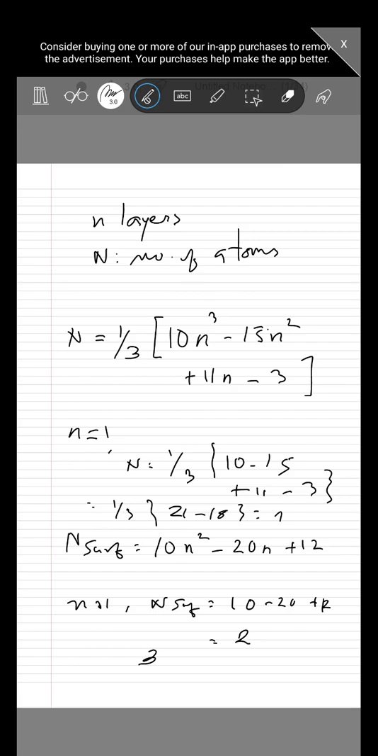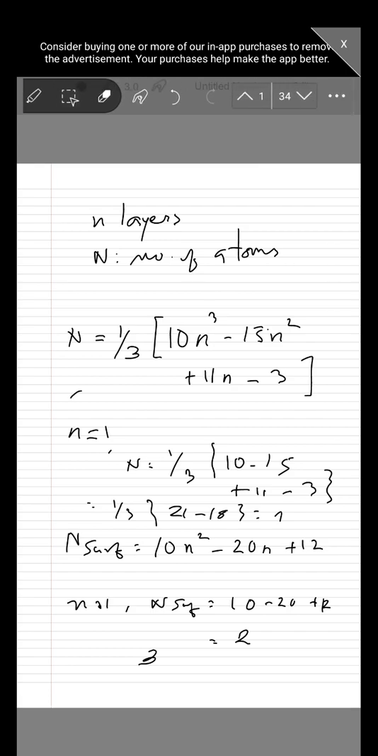Still doing something wrong here. n is equal to 1. Let's use it again. n equals 1/3 (10n cube minus 15n square plus 11n minus 3).